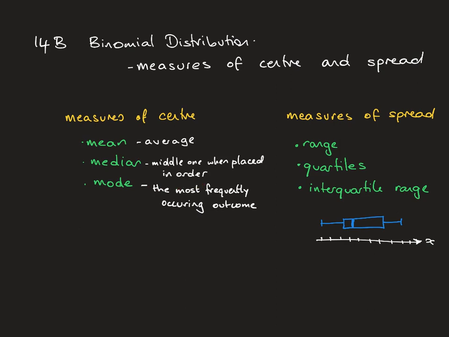The measures of spread you will have come across in previous years are the range, possibly quartiles, and possibly interquartile range as well. Hopefully you will have seen one of these box plots before, and that will allow us to talk about quartiles and interquartile range. But we will also introduce you to two more measures of spread. The first is not really a measure of spread, but it helps us to get one: the variance and the standard deviation. So let's make a start with measures of centre.